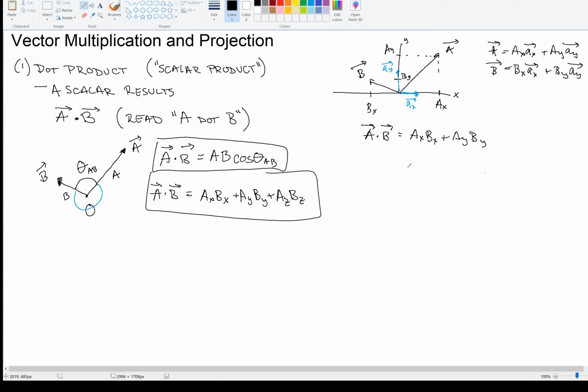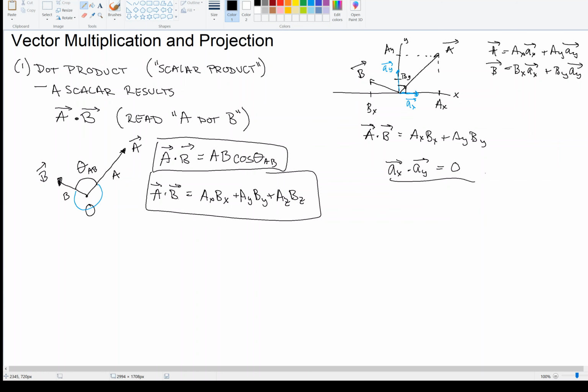Actually, let's look at these vectors ax and ay. Ax points in the x direction. Ay points in the y direction. So those are orthogonal. Those are perpendicular. So what is ax dotted with ay? 0.